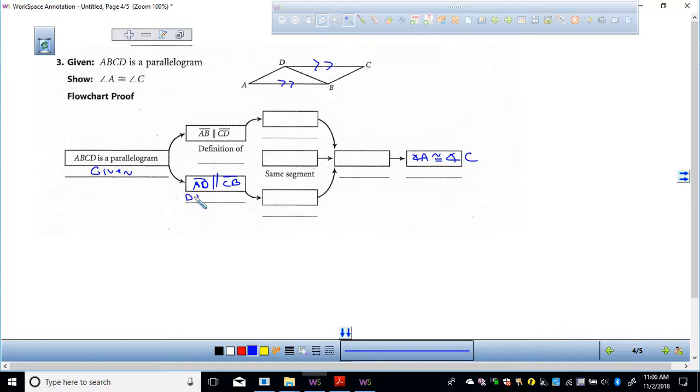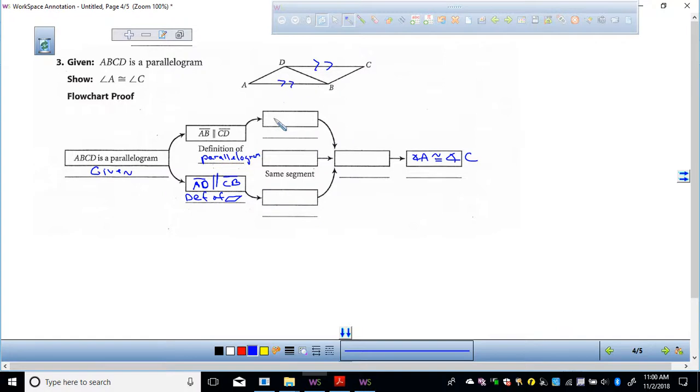Same thing, definition of parallelogram, and the same reason down here, definition of parallelogram. I'm going to draw a picture of a parallelogram. There. Okay? Definition of parallelogram.